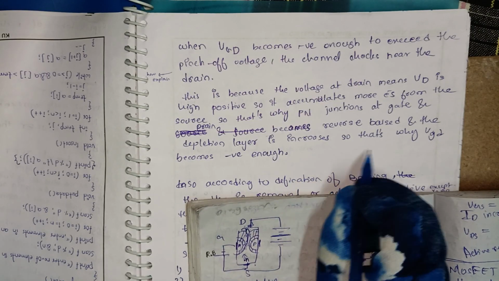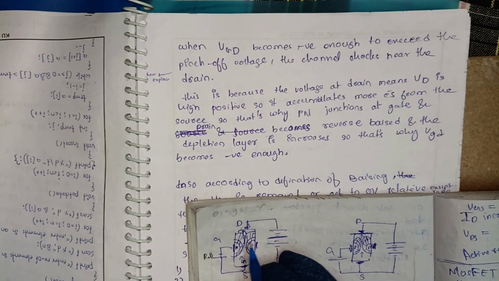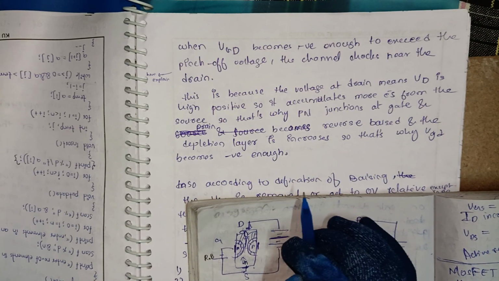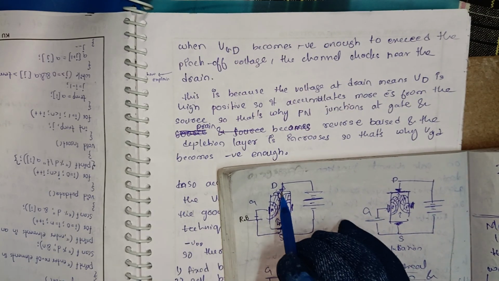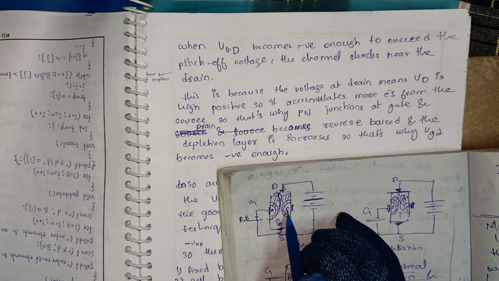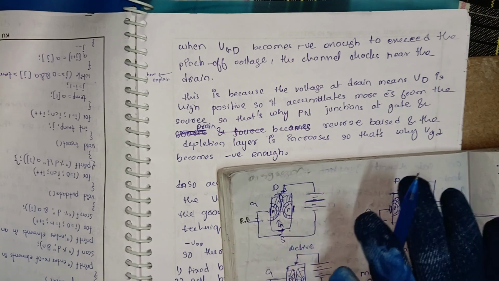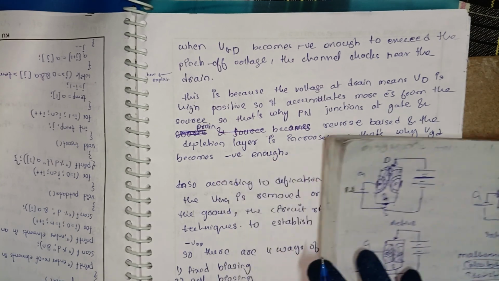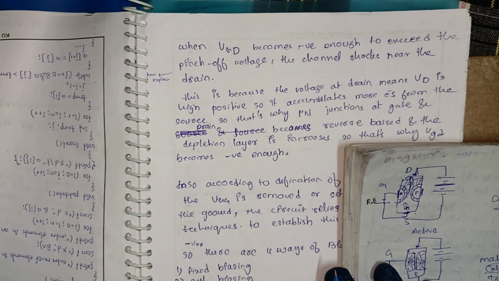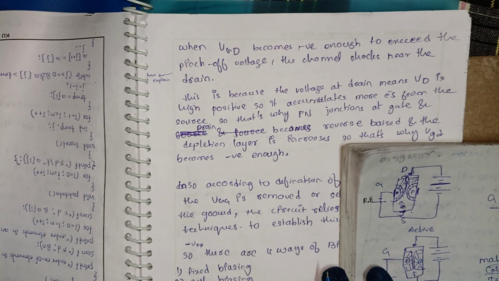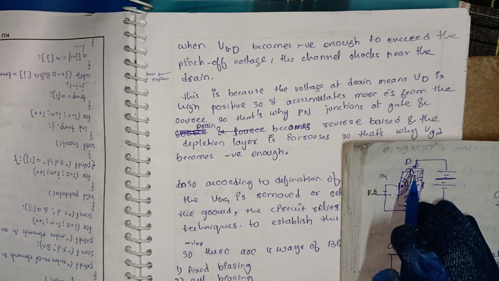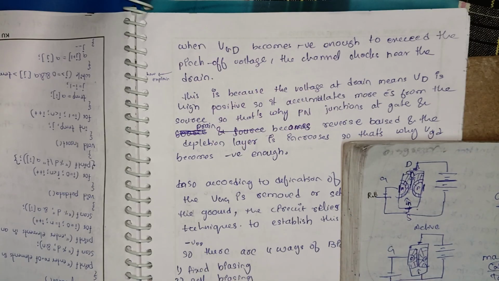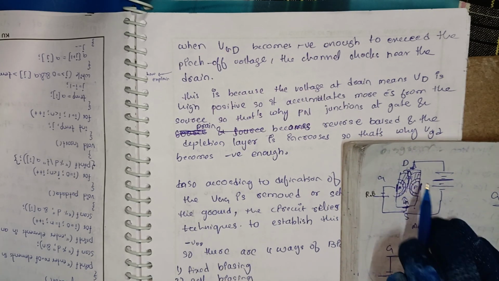That's why VGD becomes negative enough. Why does VGD become negative enough? Here it accumulates a large number of electrons from the source, that's why it becomes more negative. So it exceeds the pinch off voltage, and the channel chokes near the drain. That's the meaning of channel chokes near the drain, meaning the two depletion layers meet near the drain.